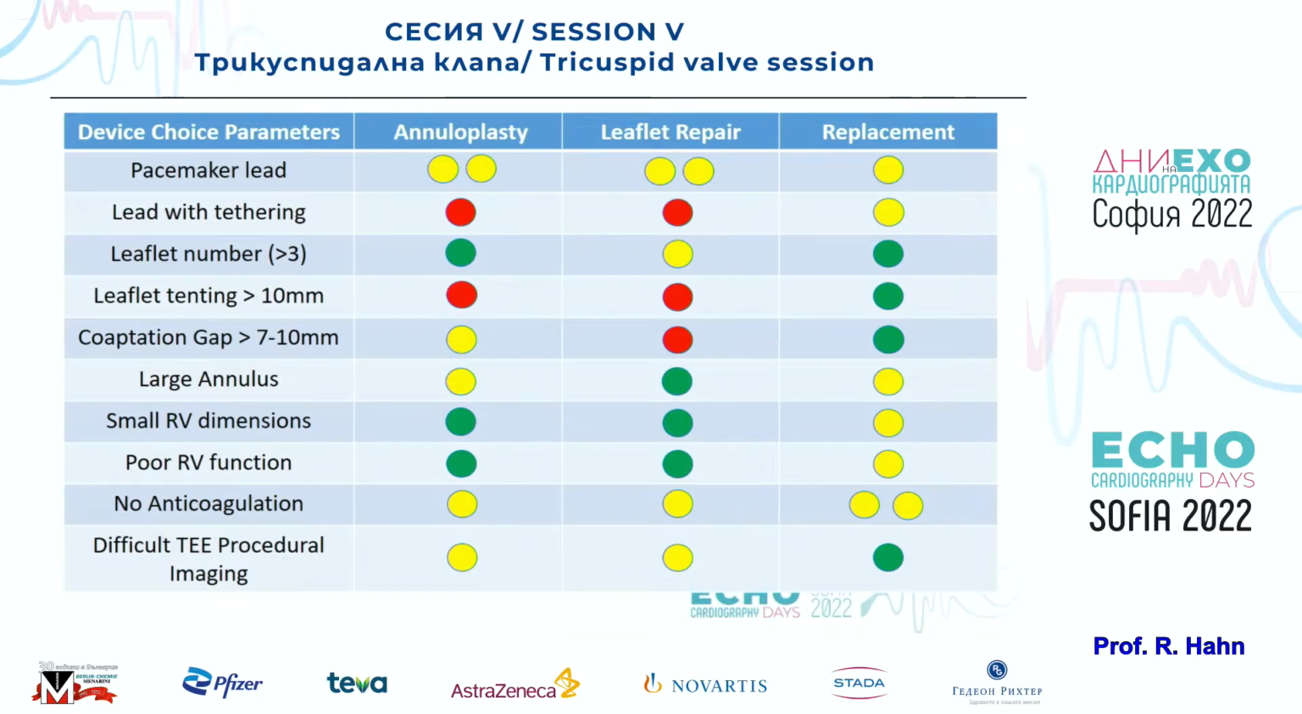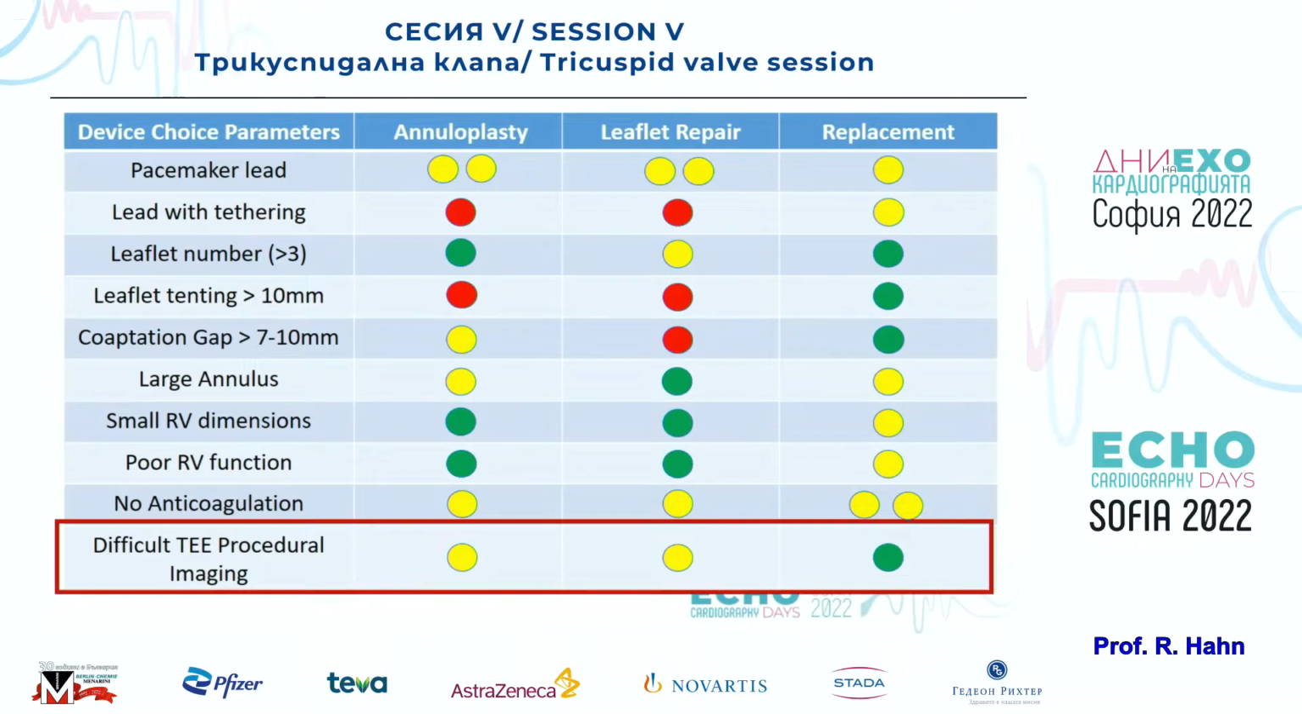But when we're looking to decide between an annuloplasty device, leaflet repair device, or a replacement device, it turns out that imaging plays a huge role, because if we can't image the device going into the tricuspid valve, then we're not going to have technical success.